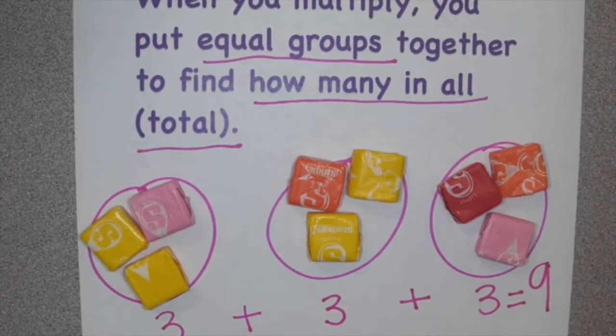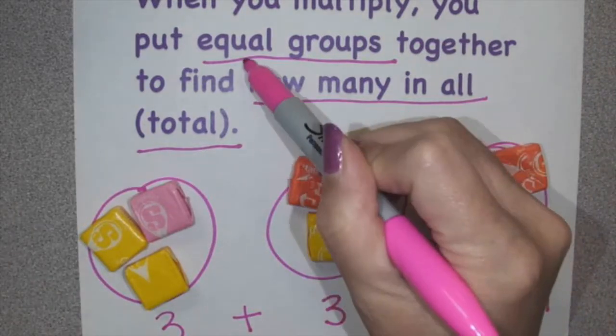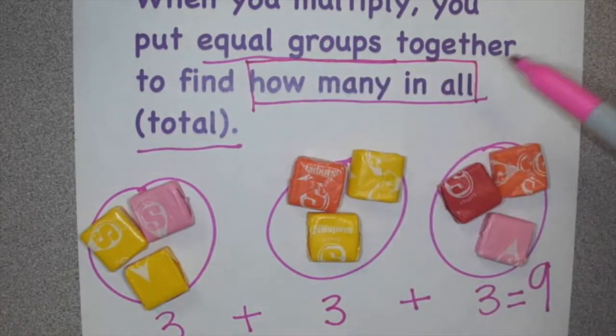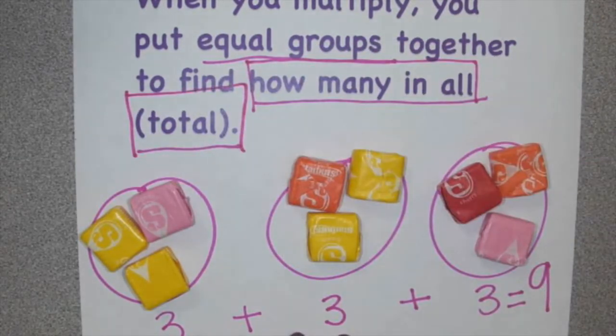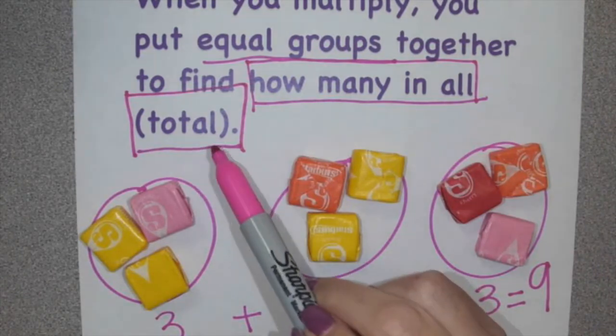That's when we multiply. Now we are moving into division, okay? And you're going to start seeing how multiplication and division are the same. But I really wanted to start out to remind you, when we multiply, we are finding how many in all, the total. It's very important that we understand that, okay? Again, multiplication, we are finding the total.